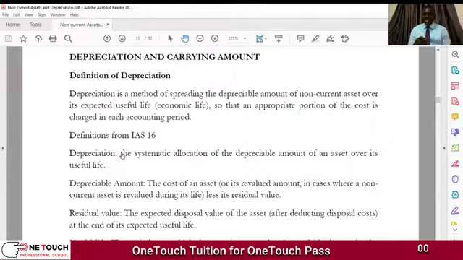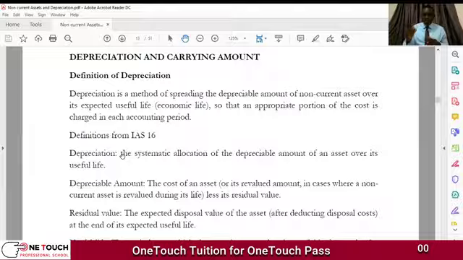The standard defines depreciable amount of an asset as the cost of an asset or its revalued amount in cases where a non-current asset is revalued during its life, less its residual value. So if an asset's cost is given and the residual value or the scrap value is also given, the depreciable amount represents the difference between the cost and the residual value.